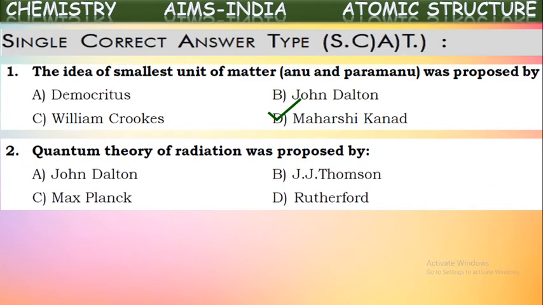Next one, quantum theory of radiation was proposed by. Yes, the quantum theory of radiation states that energy emitted by particles like electrons is not continuous. It is discontinuous, in the form of small packets. Those packets of energy are called quanta. This theory was proposed by Max Planck, which we also call Planck's quantum theory. Okay, quantum theory of radiation was proposed by Max Planck.